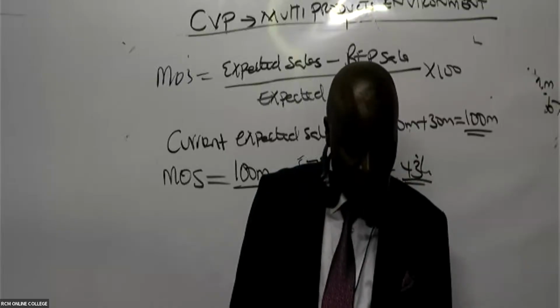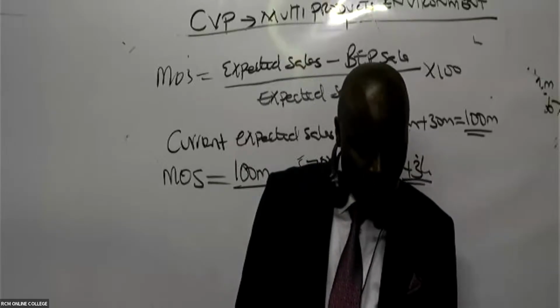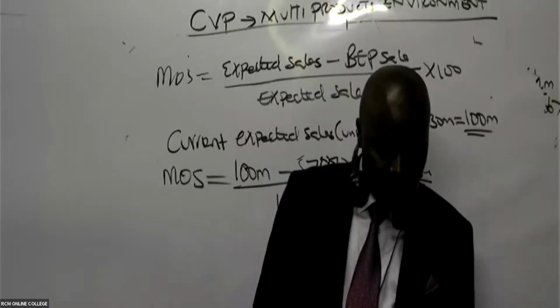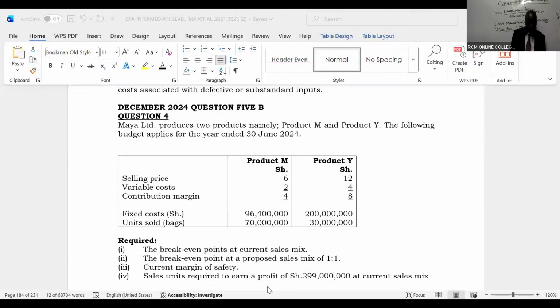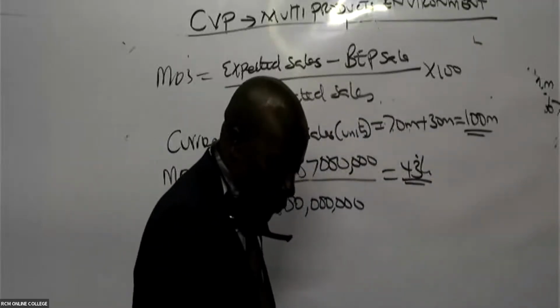So the last one, for this question, they want me to do something very easy. Give them the sales units required to earn a profit of 299 million at current sales mix. So in this case here, how many units do we sell to earn some targeted profit?